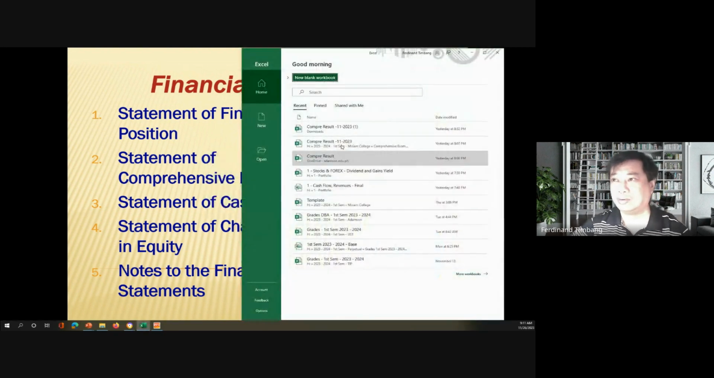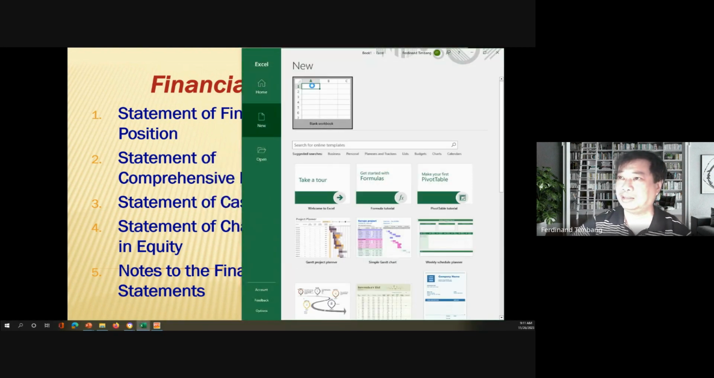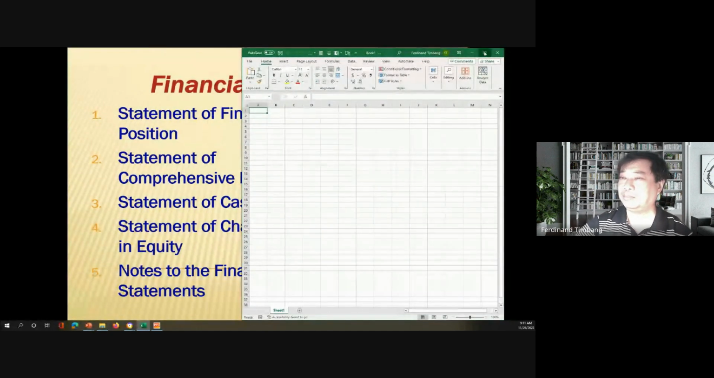Sabagay, hindi tayo gagawa nito, okay, mag-alala, no? Kumbaga, na-explain lang natin ulit kasi maraming ganito.